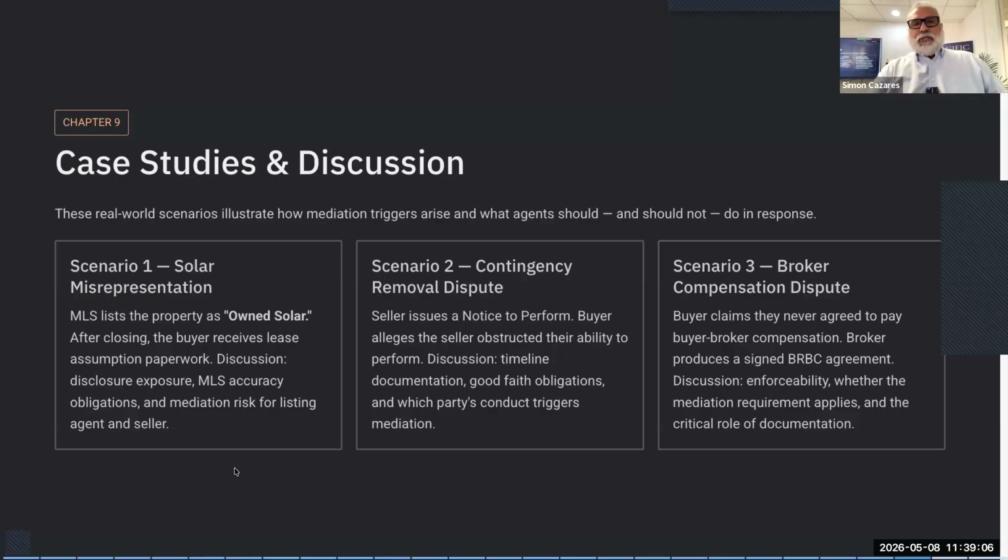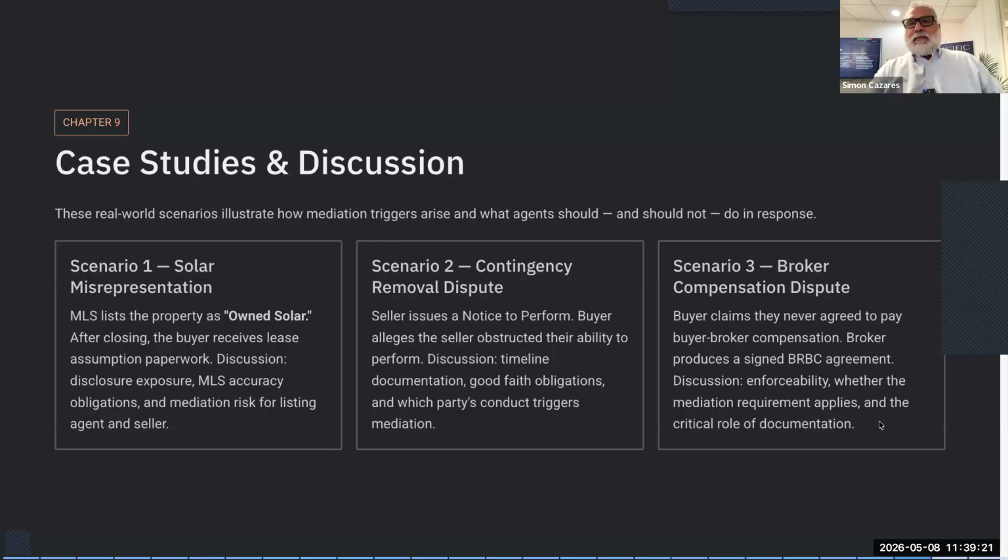Contingency disputes. Seller issues a notice to perform. Buyer alleges that the seller obstructed their ability to perform. Discussion: timelines, documentation, good faith obligation, and which party triggered the mediation, right?